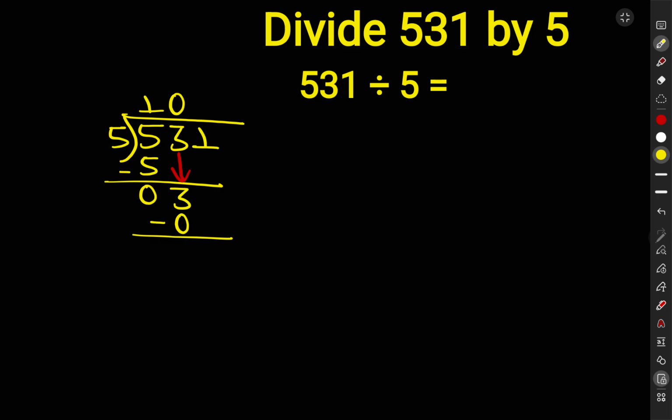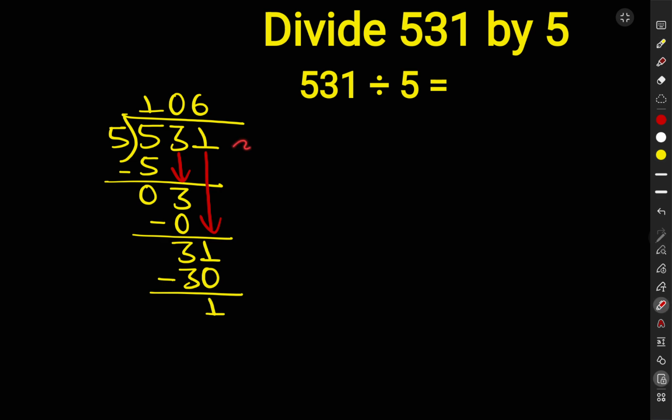On subtracting we get 3. So again we put down this 1 and it is 31. 5 times 6 is 30. On subtracting we get 1.